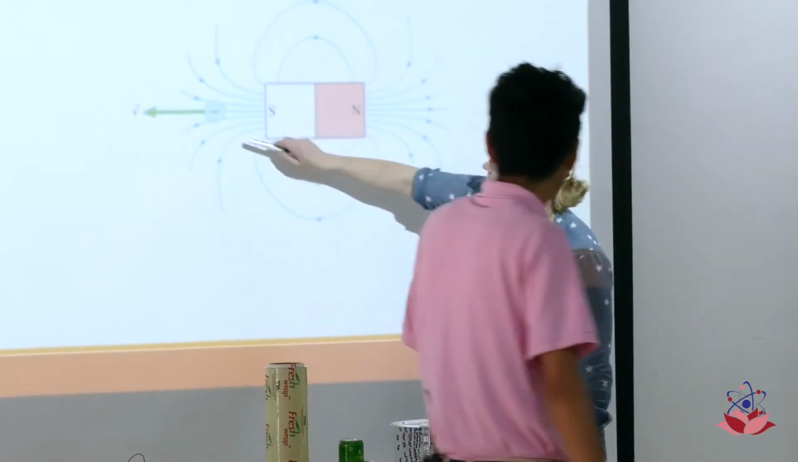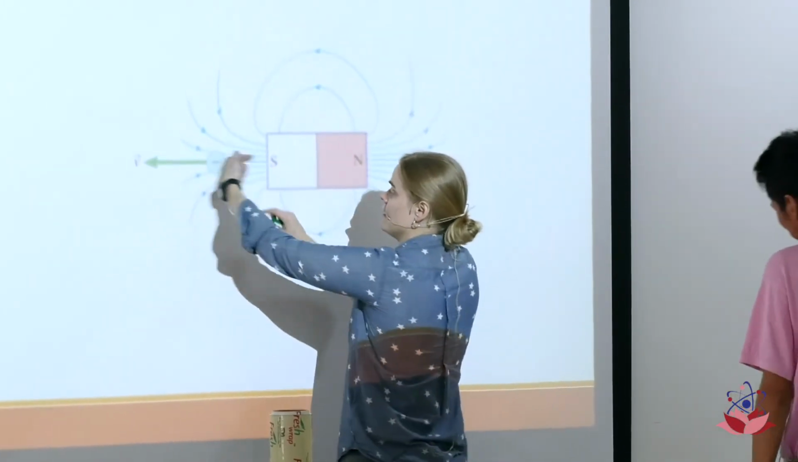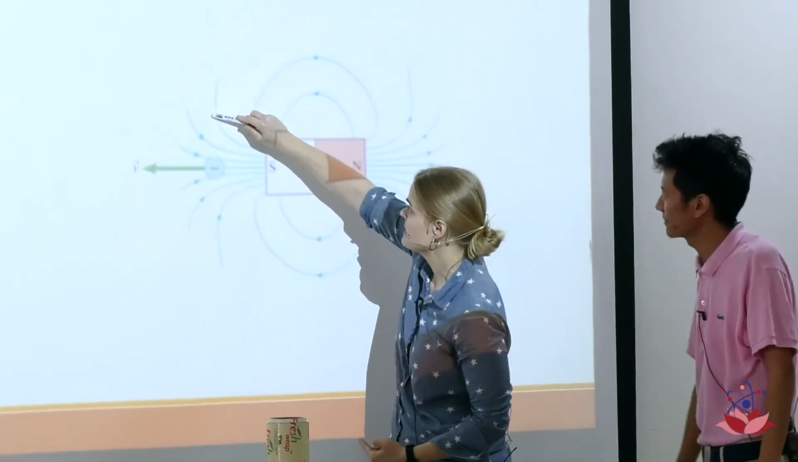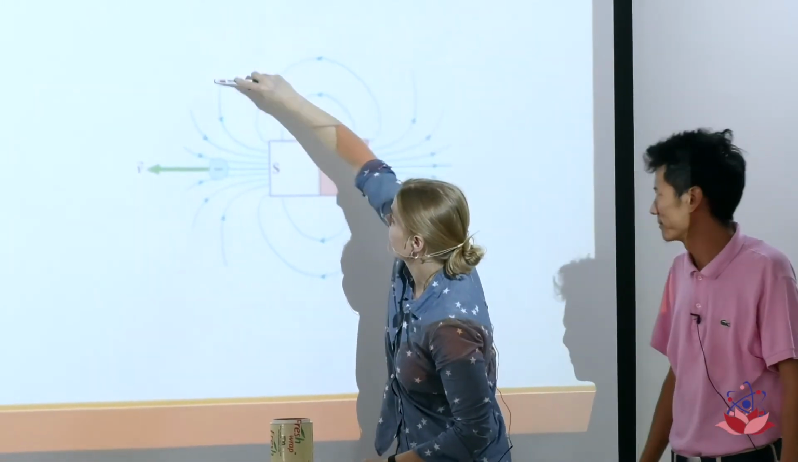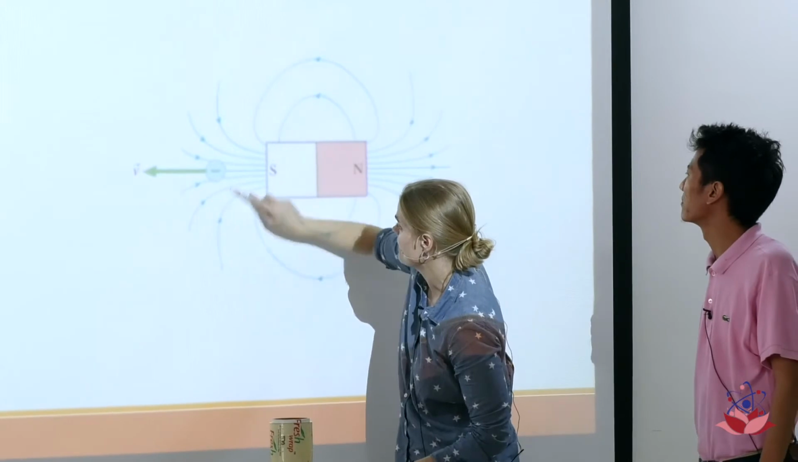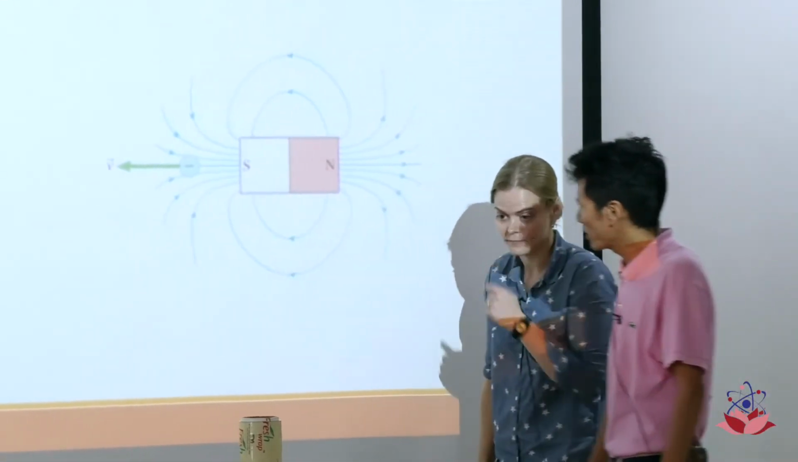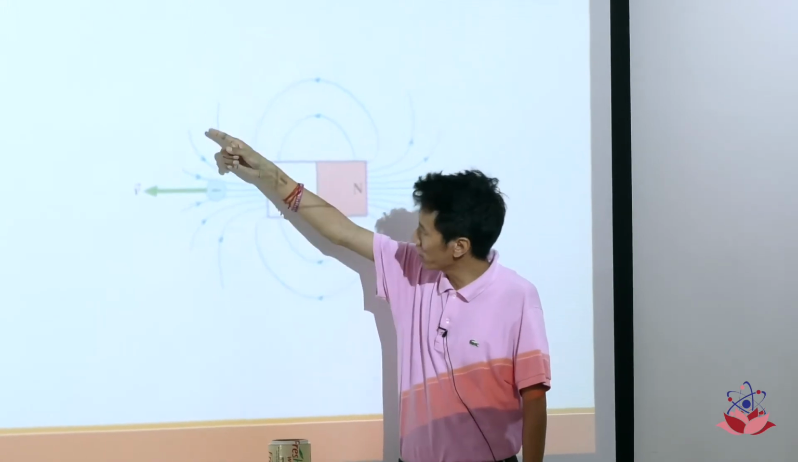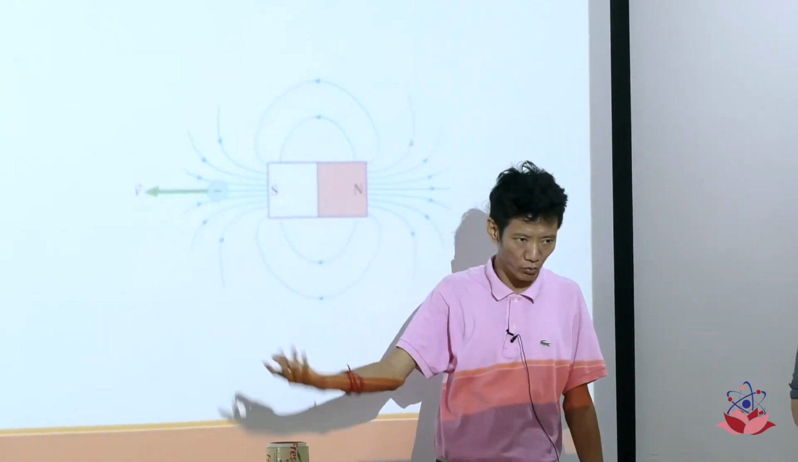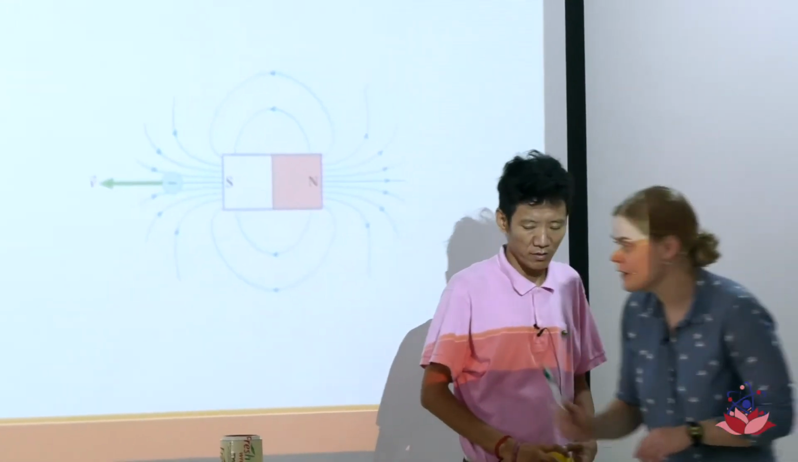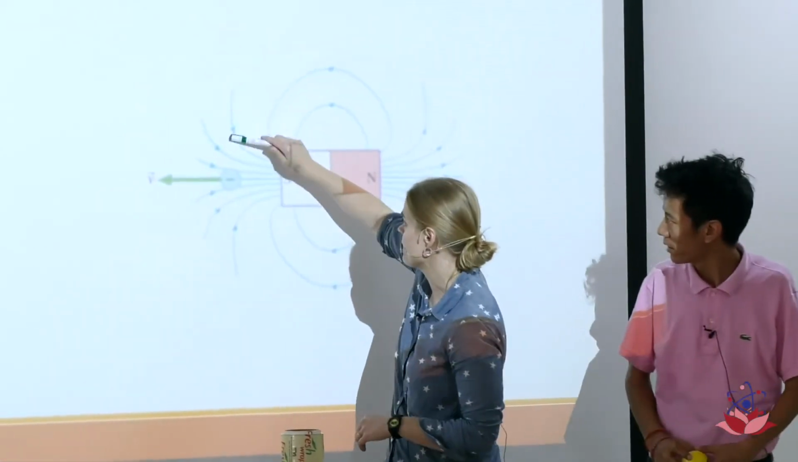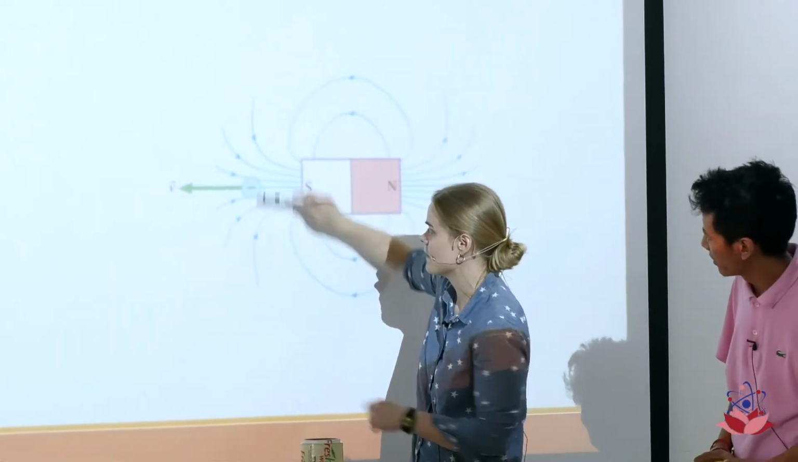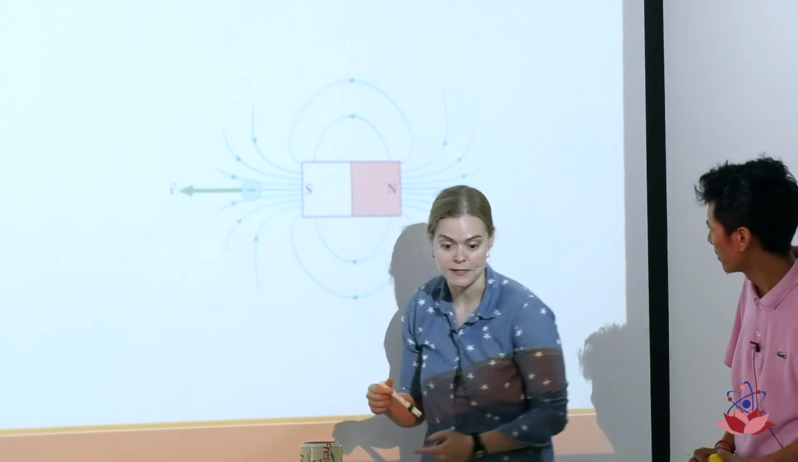So at this point, it's going exactly like this. At this point, it's going sort of like this direction. At this point, it's going this direction. So the particle should experience magnetic force here and here, since those are perpendicular to the velocity.